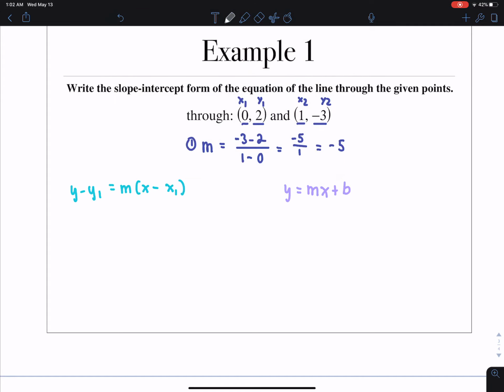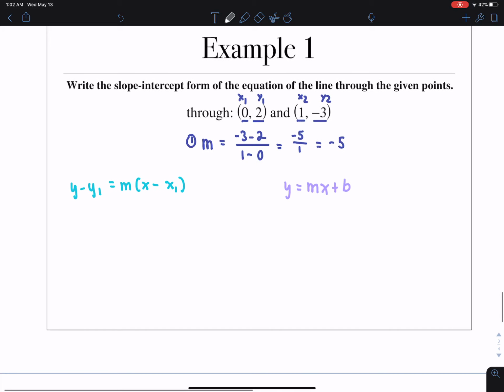So it also doesn't matter which point you use once we have the slope. So I know we have a slope of -5. So I'm going to use that for both of them. And for the first one, I'll use the point 0, 2. And for the second one, I'll use the point 1, -3. And we should end up with the same equation, regardless of which point that we use, as long as we do everything correctly.